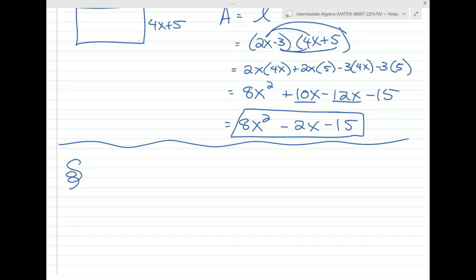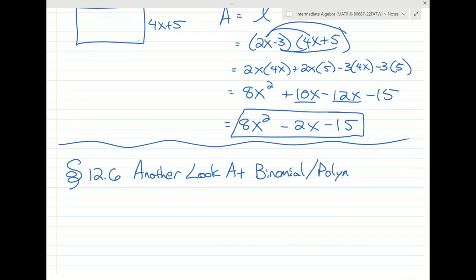Section 12.6 is just another look at binomial/polynomial multiplication.